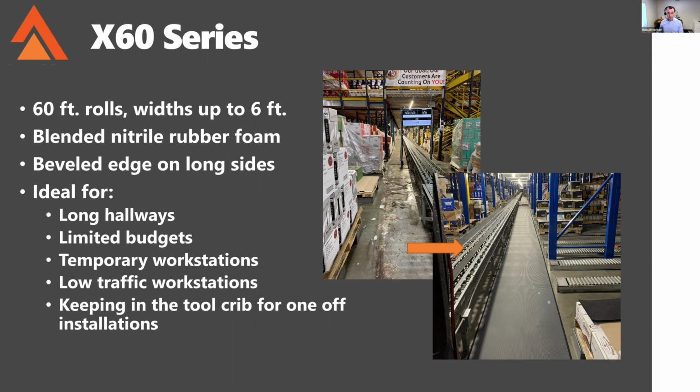So if they have a one-off installation, they need something quickly, they can actually cut this to length, and then they have an option, maybe even whilst they're still planning for a more permanent solution. This can be put in place just to give some comfort whilst we're working on the bigger one. So those are some ideas for the X60.